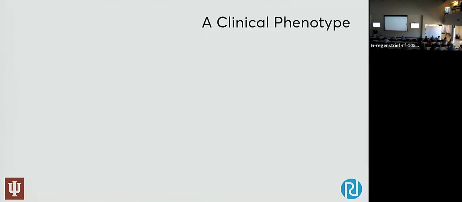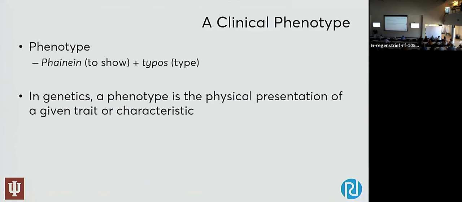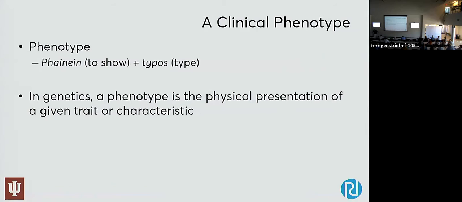So let me begin by talking about what a clinical phenotype is. The word phenotype comes from the Greek, meaning to show a type. It's used to classify things. In genetics, which is really where phenotyping became most well known in the scientific community, it's talking about characterizing the physical presentation of a given trait. You can think of blue eyes versus brown eyes as a way of phenotyping someone, versus the genetic code that gives you the blue eyes or the green eyes or what have you.